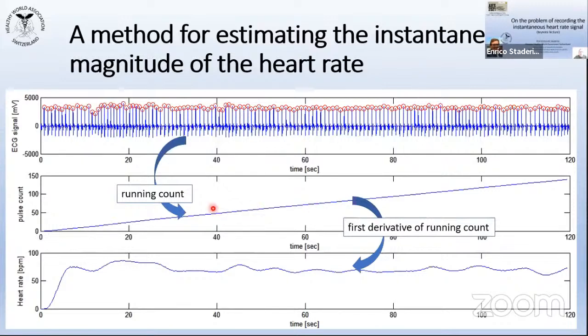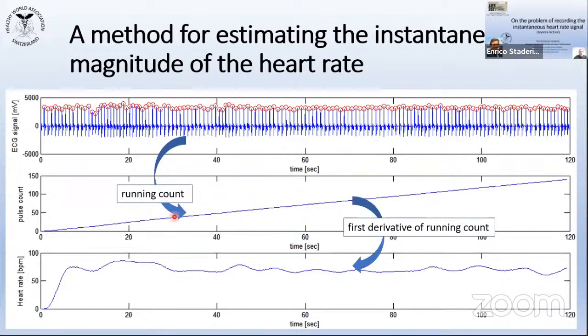the slew rate of this signal will depend on the local frequency of the heart rate, because if the heart rate is going up, this running count will be steeper, will have a higher slew rate. If the heart rate is going down, then the signal will have a lower slew rate.